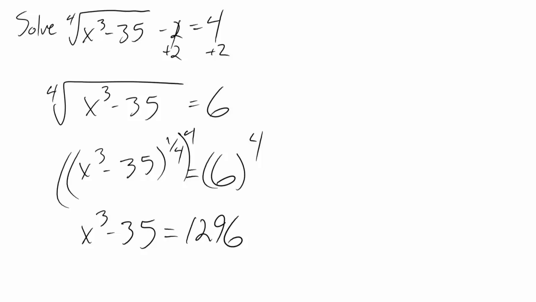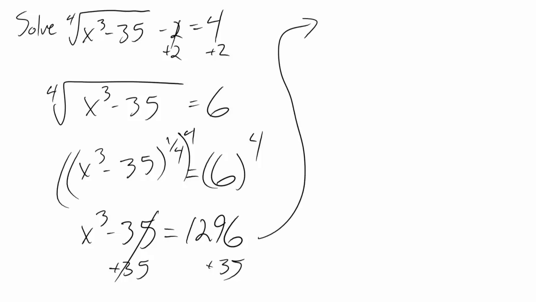All right, now from here, again, we're going back to getting the variable by itself and everything else on the other side. So now we're going to add that 35 over to both sides. So that's going to leave us with x to the 3rd equals, and 1296 plus 35 gives us 1,331.